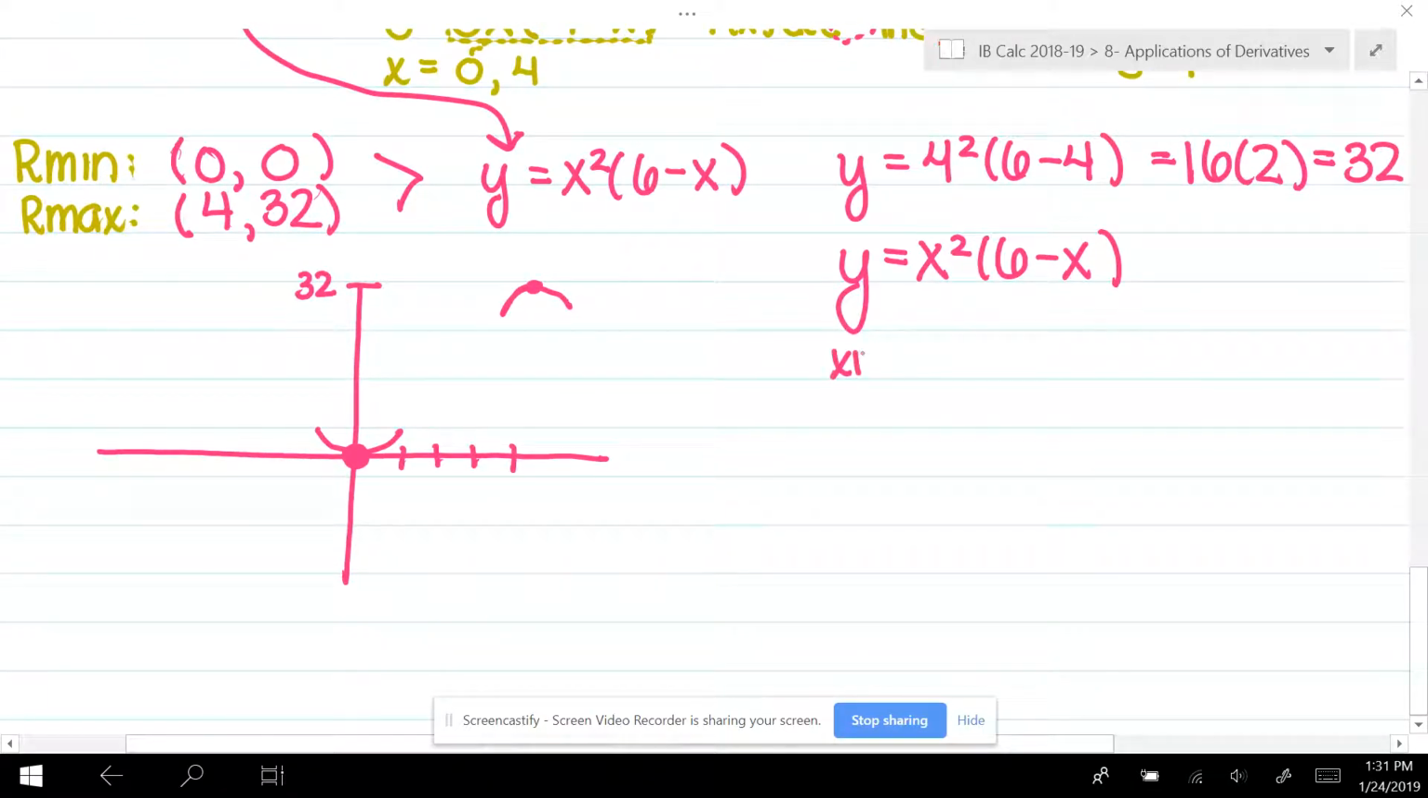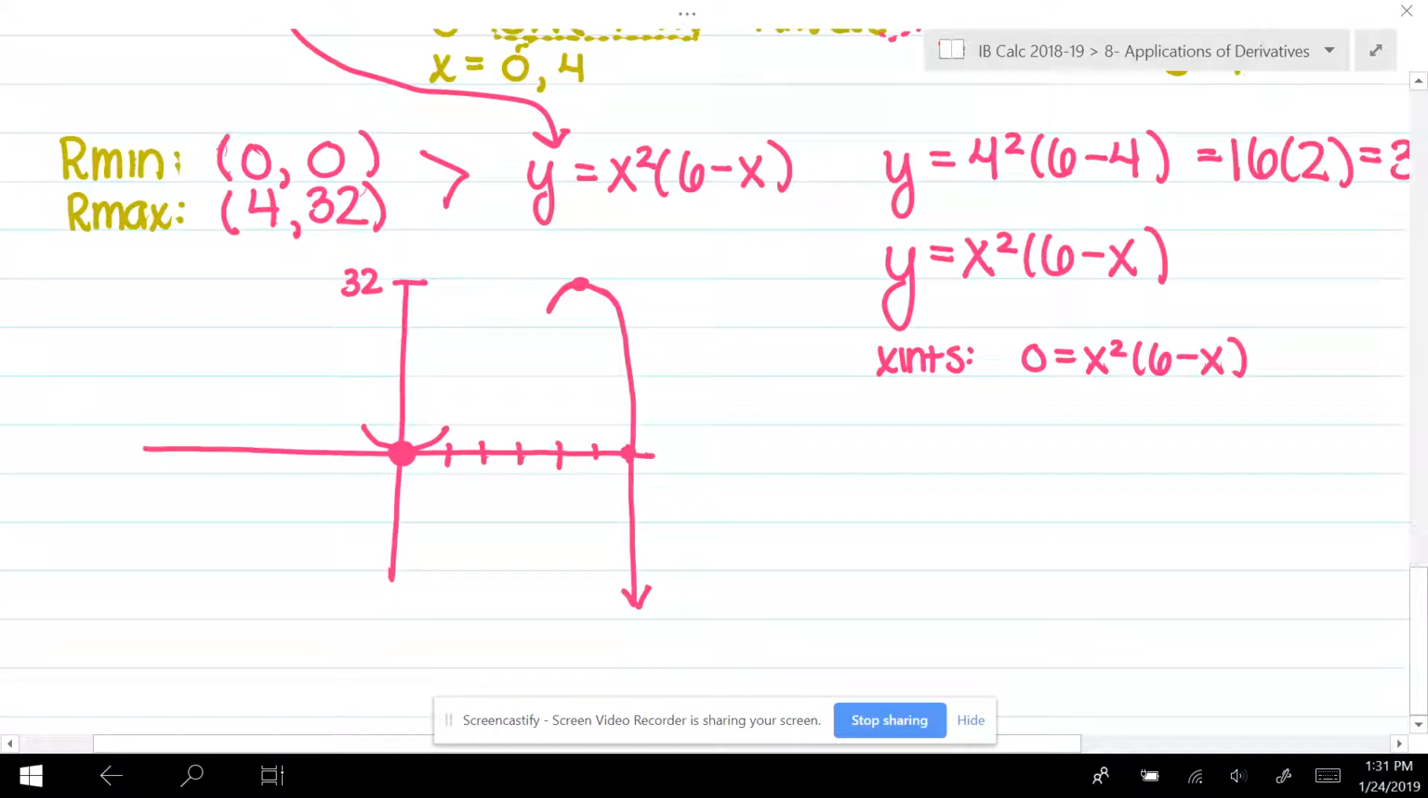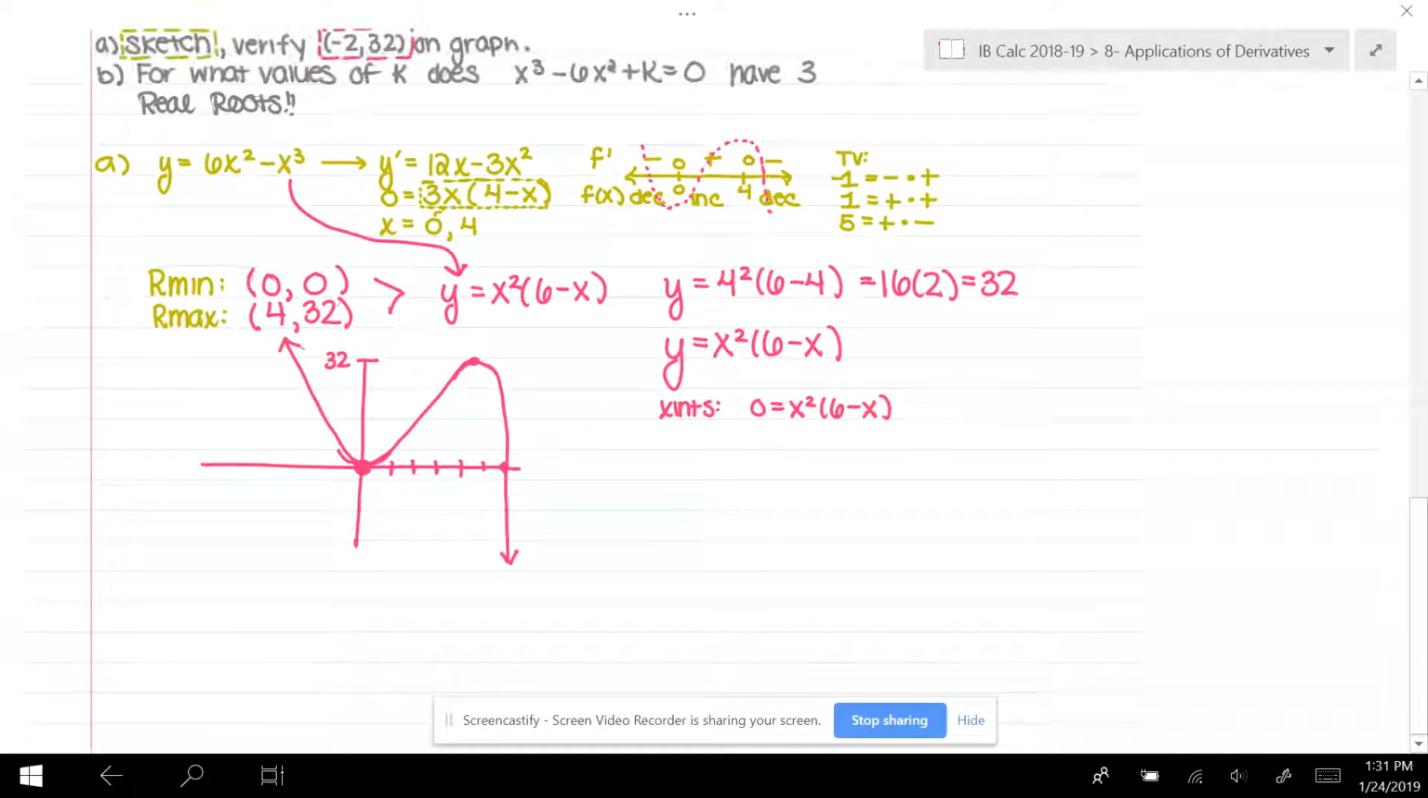I can get the x-intercepts by setting it equal to 0, right? So if I set this guy equal to 0, I can get my 2 x-intercepts, 6 minus x. So my x-intercepts are at 0 and 6. 1, 2, 3, 4, 5, 6. So when this guy drops down, he's got to pick up that little guy, right? So the other thing I know is that he's got to swoop like that, okay? And so the last thing that they wanted, and I got that from here, okay?